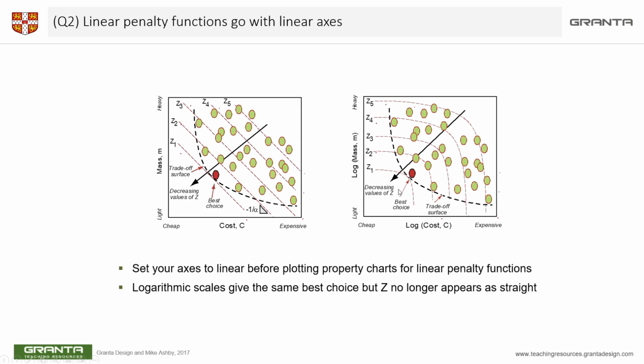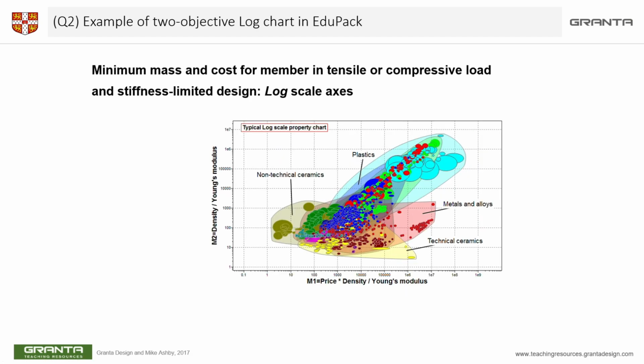So next, we have the minimum mass and cost for a member. This is an example of a two-objective log chart in CES. You can see the plot that I have plotted over here. The M1, the material index 1, is representing an objective related to reducing the cost. That's why the material index is price into density over Young's modulus. So in this case, you can see that the constraint is on Young's modulus, whereas the objective is to reduce cost. And this is an axial member, right?